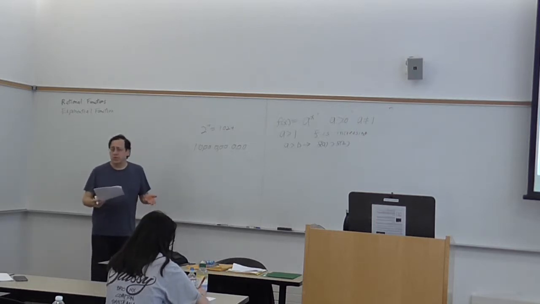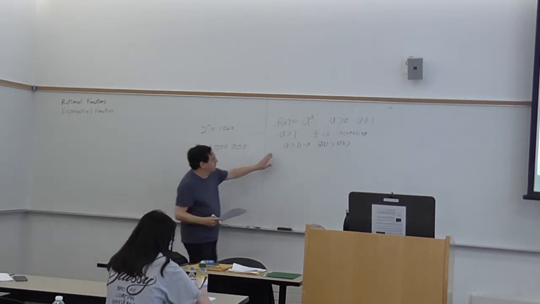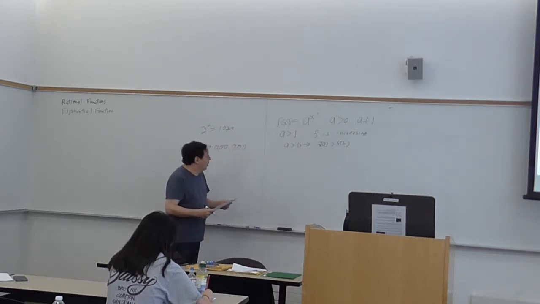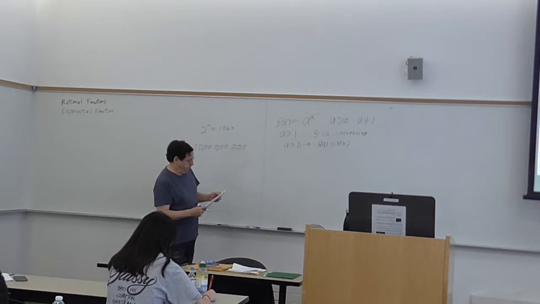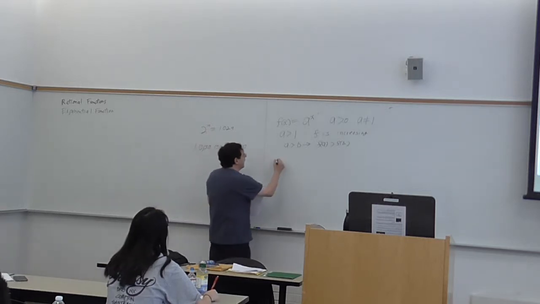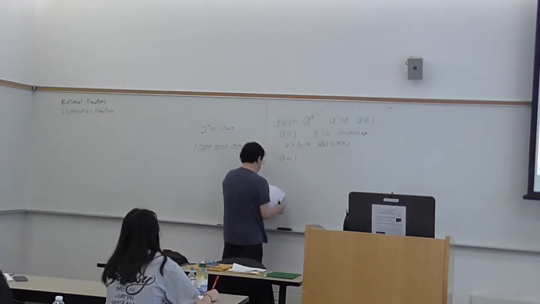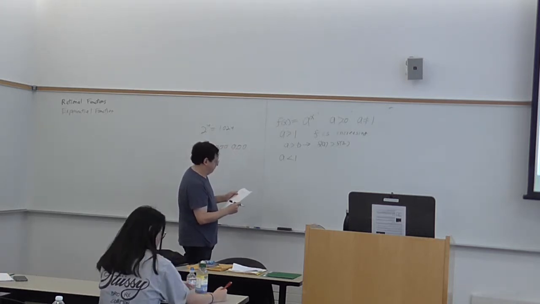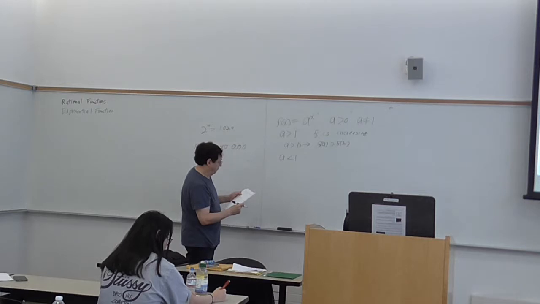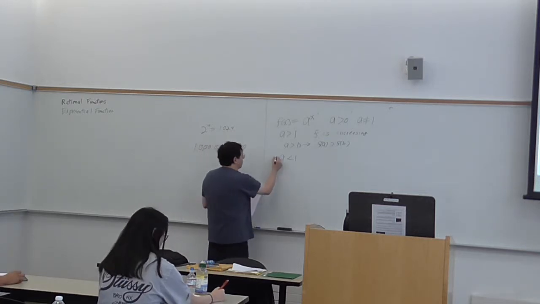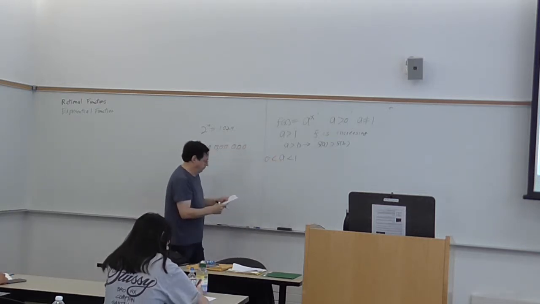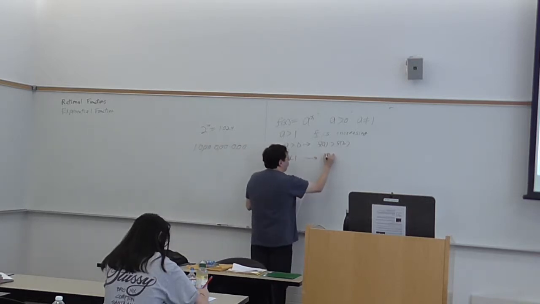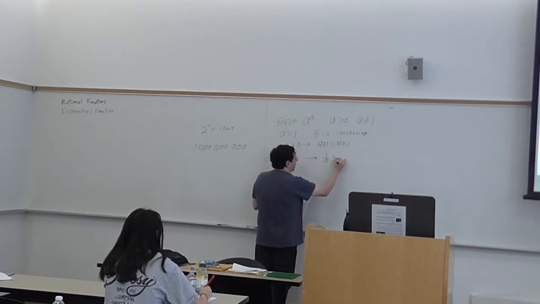A decreasing function would be just the opposite. If A is greater than B, then f of A is less than f of B. If A is less than 1, that is between 0 and 1, then 1 over A is greater than 1.